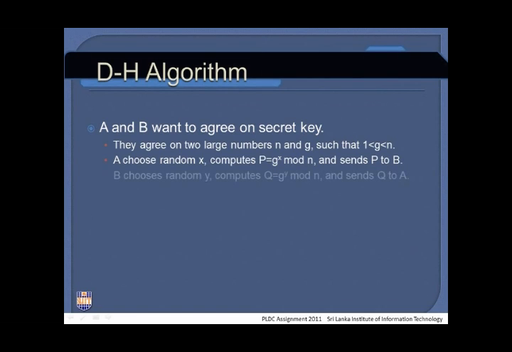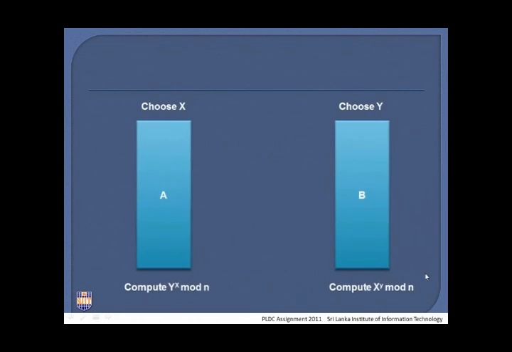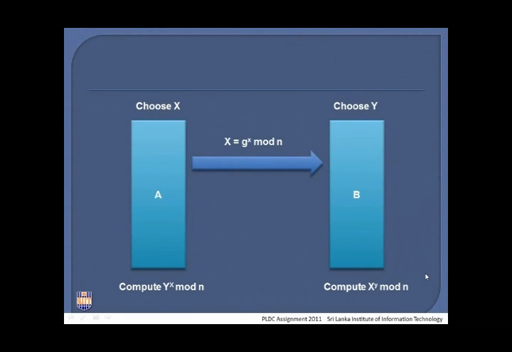B also does a similar calculation and sends Q to person A. Finally, A computes K1, where K1 equals Q to the power x modulus n, and B computes K2, where K2 equals P to the power y modulus n. Then it can be seen that K1 equals K2. The same process is expressed here in this pictorial view.